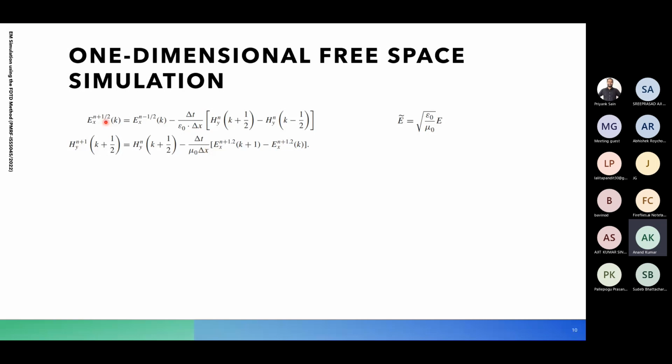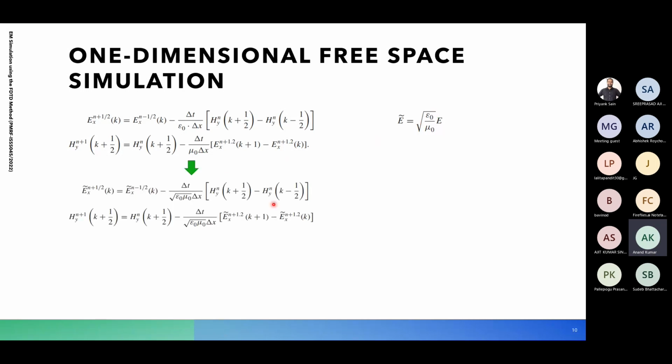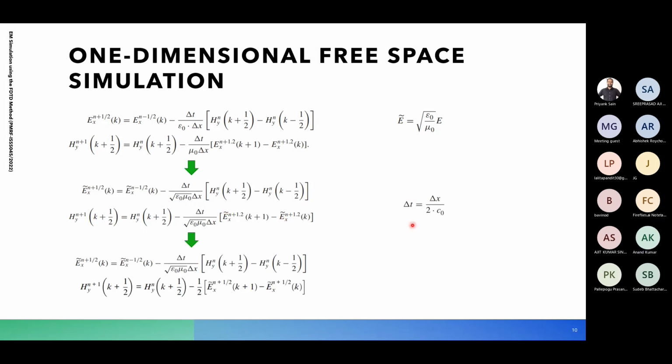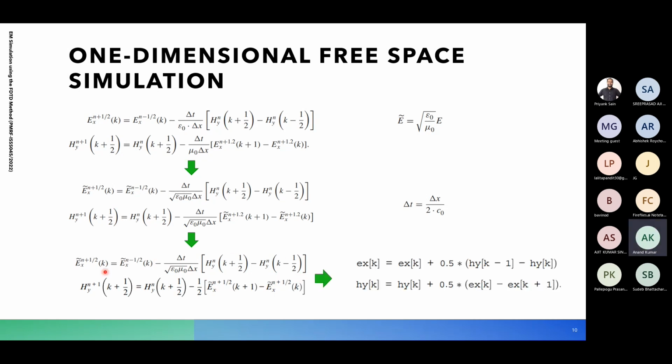Once we had these, we used normalization. We normalized the electric field so that the orders of the electric and magnetic fields were the same, and then using the relation between the time step and the cell size, we substituted to get this particular set of equations. Using these equations, we got the final update equations for our MATLAB or Python code. We discussed this in the previous class.